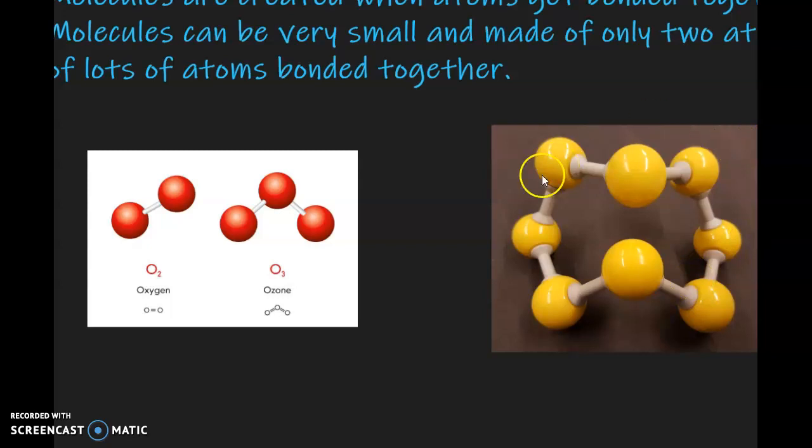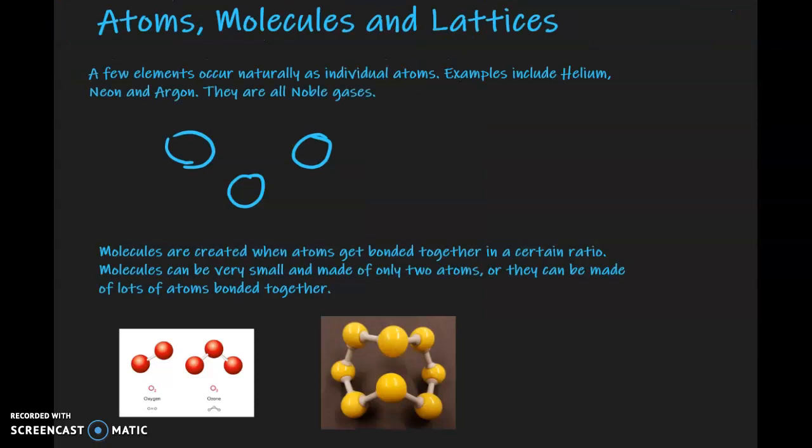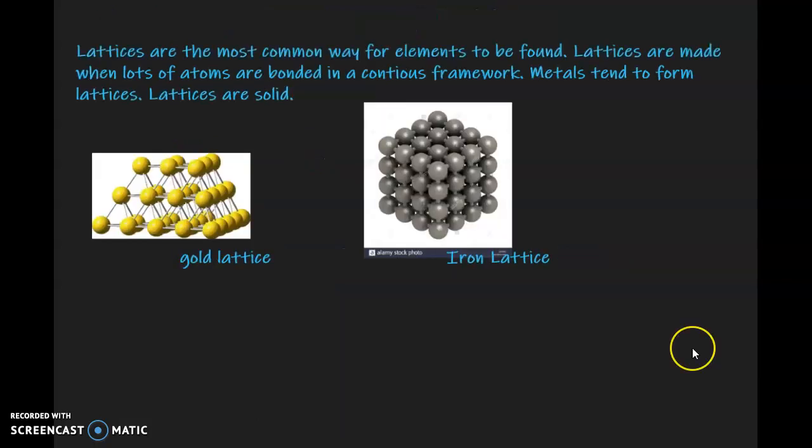This yellow stuff over here is sulfur, and you can see that it's actually 8 atoms bonded together. This is an example of an element that makes up quite a large molecule. It's hard to get an element making a bigger molecule than that, something that's made of only one type of atom. The last thing we need to look at is lattices, remembering we're trying to keep it so it's only talking about elements, not worrying about when different atoms get bonded together.